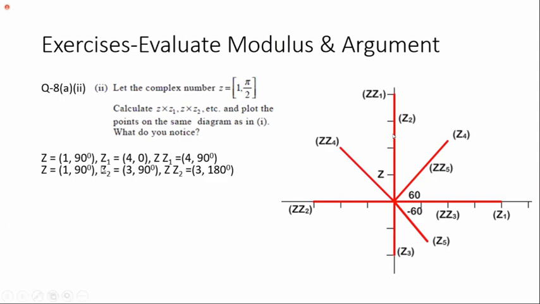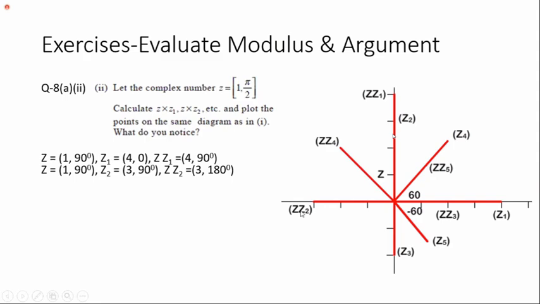Z1 has modulus 4, argument 0. When you multiply, the moduli are multiplied: 4 times 1, 4. Angles are added together: 90 plus 0, that is 90. So Z Z1 is 4, 90. Every time, remember Z is 1, 90. Z2 is 3, 90, as given earlier. If you multiply, moduli are multiplied, 3 times 1, 3. Angles are added, 90 plus 90, 180. This is Z Z2.